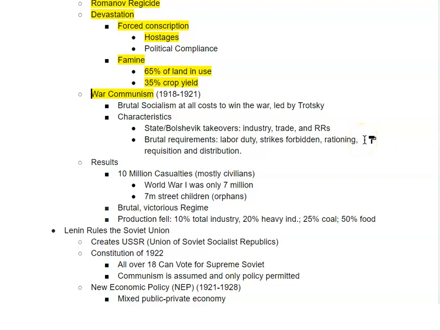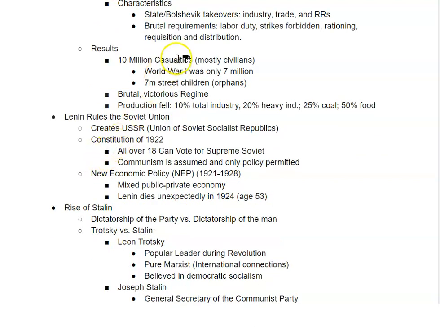Ultimately, the Reds, the Bolsheviks, Lenin, win the Russian Civil War at a terrible, terrible cost. 10 million casualties were lost in the Russian Civil War, almost all civilians, which is so shocking since World War I had already been so devastating, and yet only 7 million were lost in World War I in Russia, and yet they lost 10 million to this even worse civil war.